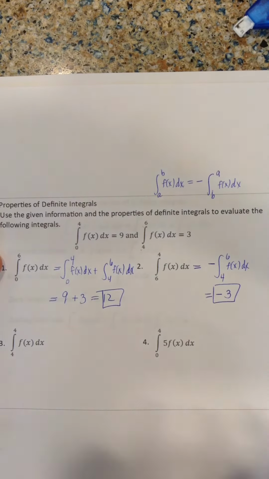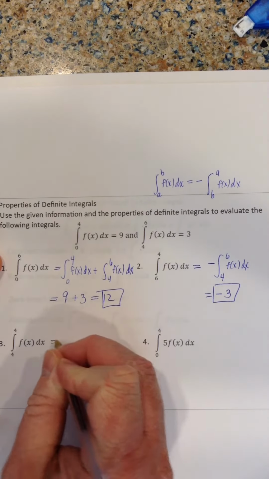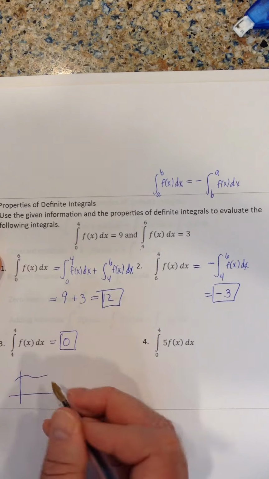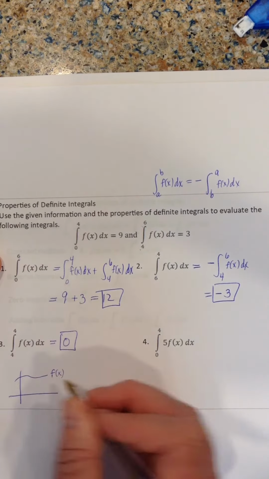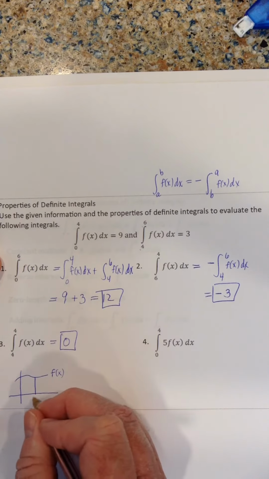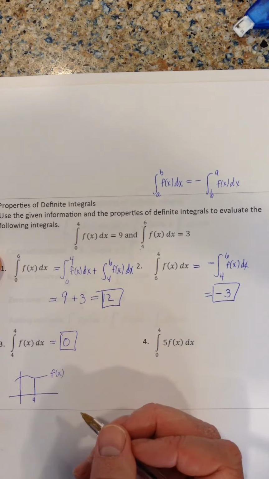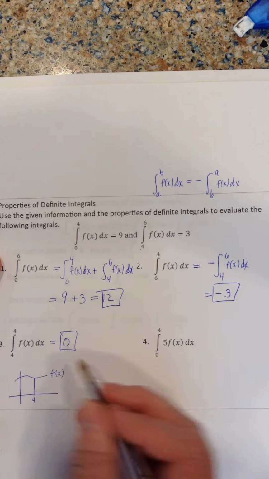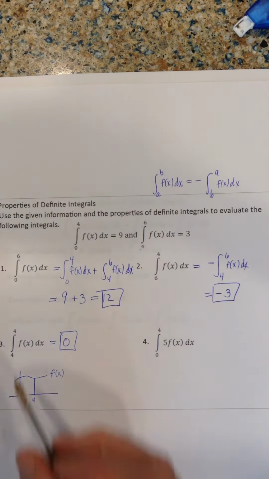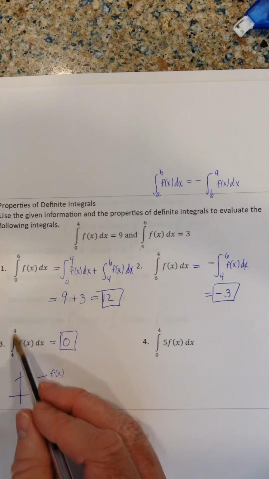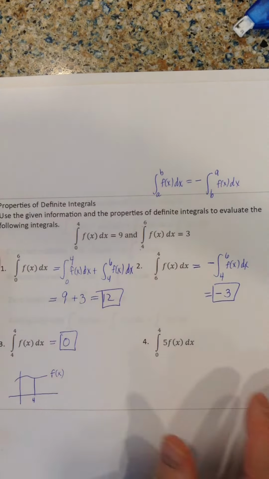Okay, now number 3, there's another property that says this is just 0. If you think about it, let's say you have a function f of x, and you want to find the area from 4 to 4. Well, the area isn't really there, it's just a line, so the area is 0. And you could also create a problem and work it out where you have limits of integration that are the same, and you will get 0.